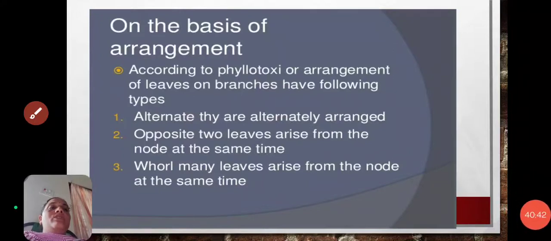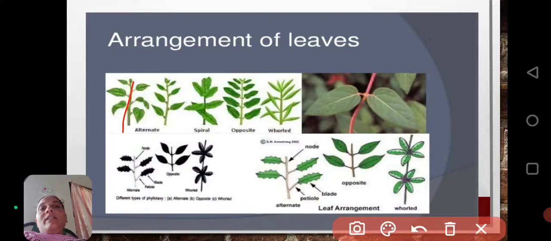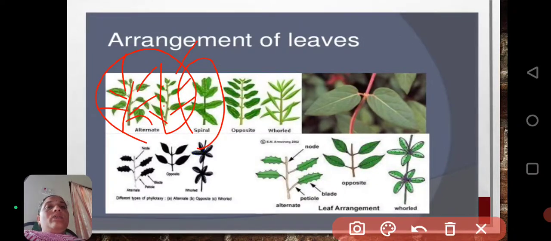Next, on the basis of arrangement, according to the phyllotaxy, there are alternate, opposite and whorled phyllotaxy. These are the alternate and opposite leaves. So one leaf is there at each node, the leaves are arranged in an alternate manner. So observe this diagram, 1, 2, 3, 4, 5, 6 like that. This is alternate and this is spiral. Okay, this is the opposite. So two leaves are present in opposite directions. This is whorled phyllotaxy. The leaves are arranged in a circular manner.